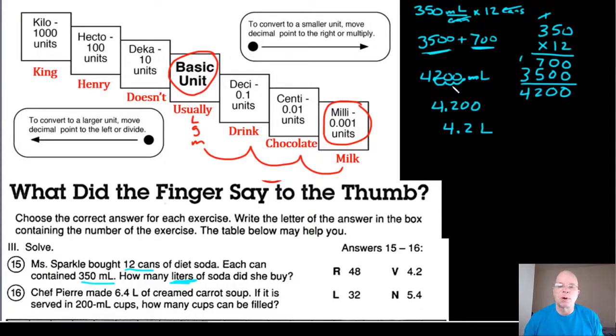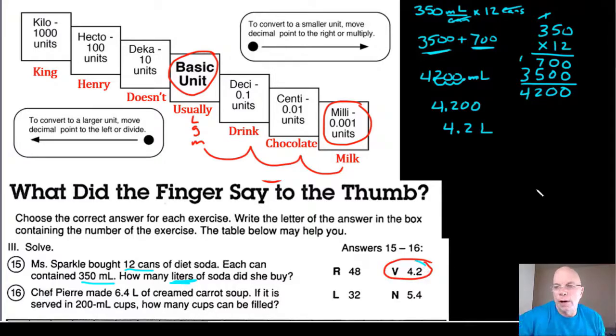Moving the decimal one place to the left is the same as dividing by 10. Moving it 2 places to the left is the same as dividing by 10 squared, or 100. And we moved it 3 to the left, so that's the same as dividing by 10 cubed, or 1,000. And that makes sense because every 1,000 milliliters is 1 liter. And so the answer for this one is 4 2/10. And so I'll circle the correct answer choice V.